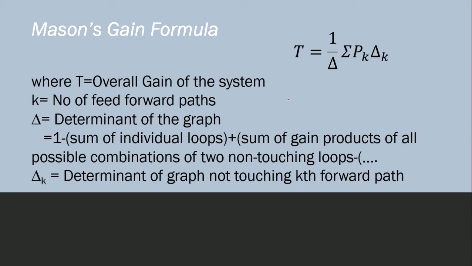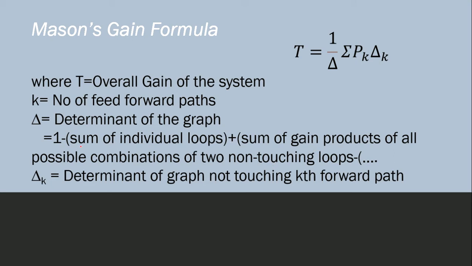Next, what is the determinant? The determinant has a formula: 1 minus the sum of individual loops. Loops means the closed loop gain. We are considering the sum of individual loops, and then the gain product of all possible combinations of two non-touching loops. That will be clear when we discuss it in the form of an example.